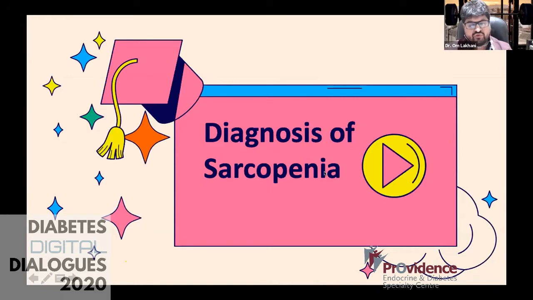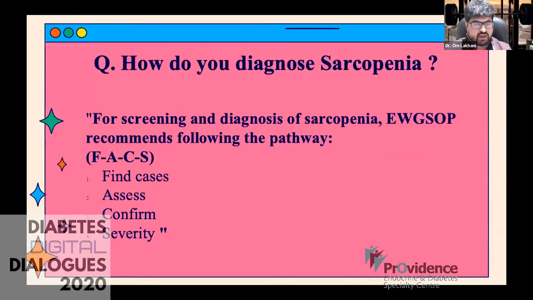Contrary to belief, it is very simple to diagnose sarcopenia. It just takes 30 seconds to do it. The European guidelines give you a simple mnemonic, that is FACS: find the cases, assess them, confirm them, and assess the severity of the cases.